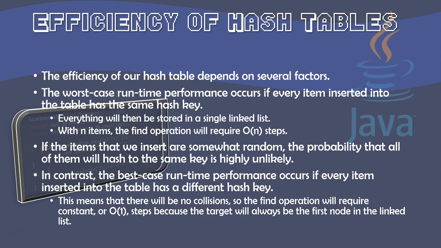In contrast, our best runtime performance occurs if every item has a different hash key. So if every one is plugged into its own spot in that array, this means there are going to be no collisions, and the find operation is going to require constant, or big O of 1, steps because the target will always be the first node within that linked list.